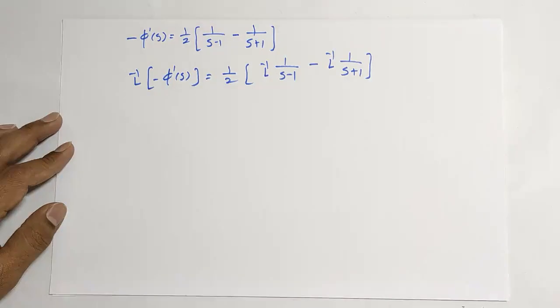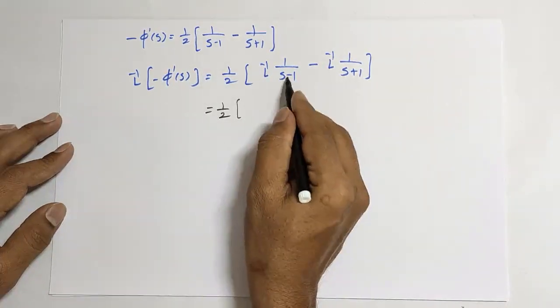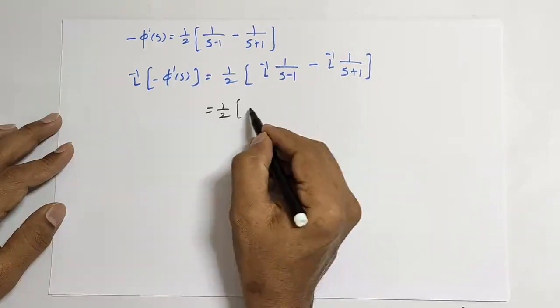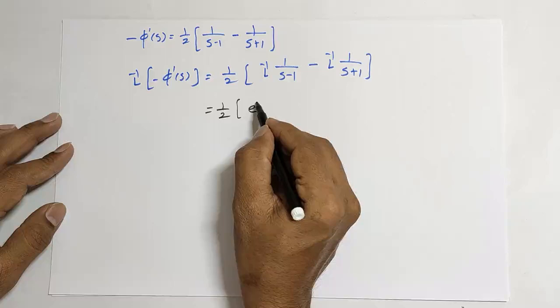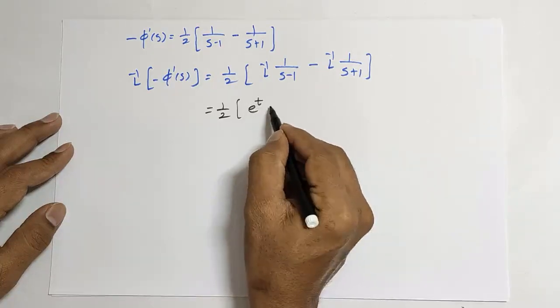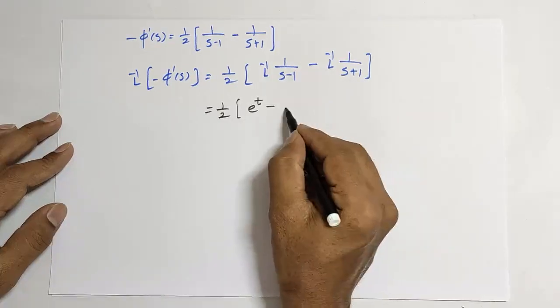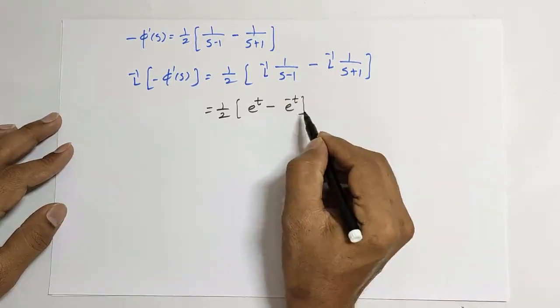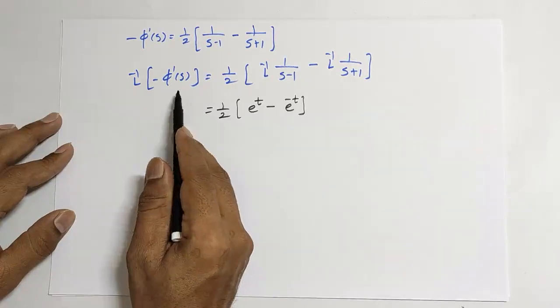So as you know, 1 by 2 and L inverse of 1 upon s minus 1, by using the formula it is e to the power a is 1, e to the power 1t, that is e to the power t, minus here a is again 1, 1 upon s plus 1, so e to the power minus t. So this is the L inverse of minus phi dash of s.